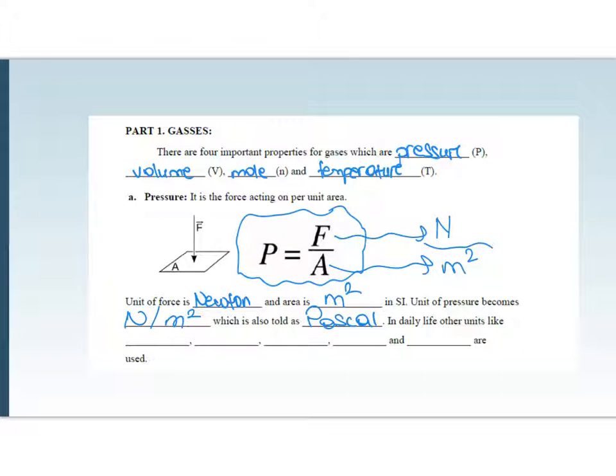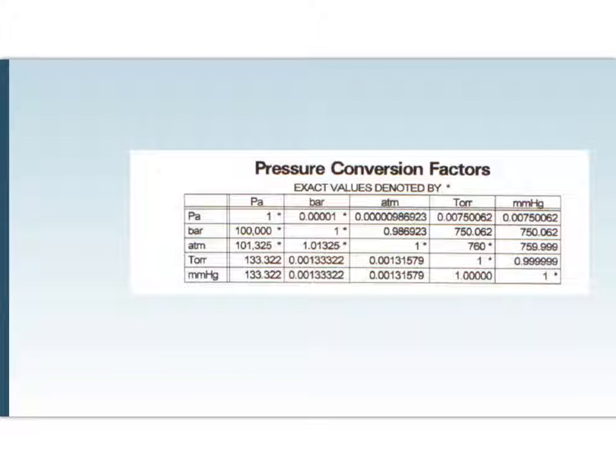But for gas pressure in daily life, we do not use Pascal. We use some other units like atm or bar or millimeter mercury or centimeter mercury, and another one is torr. So this is the unit conversion table for pressure.